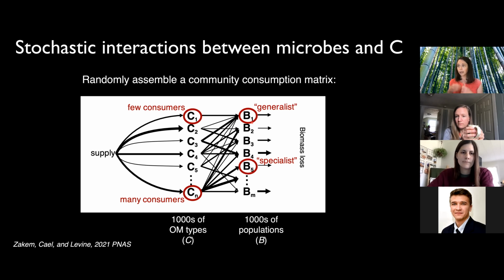And we create a random community consumption matrix, which ranges from specialists to generalists. So we basically randomly assign that one bacterial group is going to be able to eat compound 1 and 3 and 20, but maybe another can only eat compound 30. So we create this random consumption matrix, which determines which compounds are being consumed by which consumers.